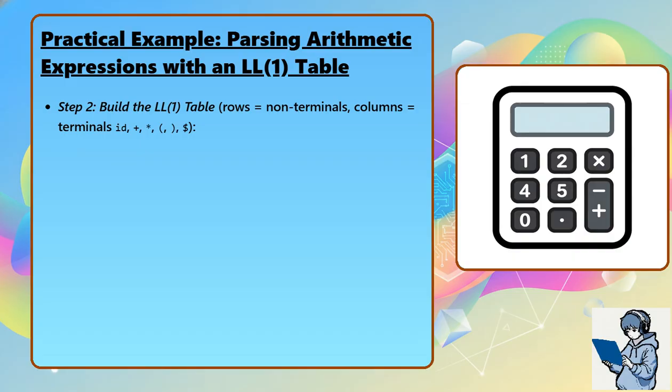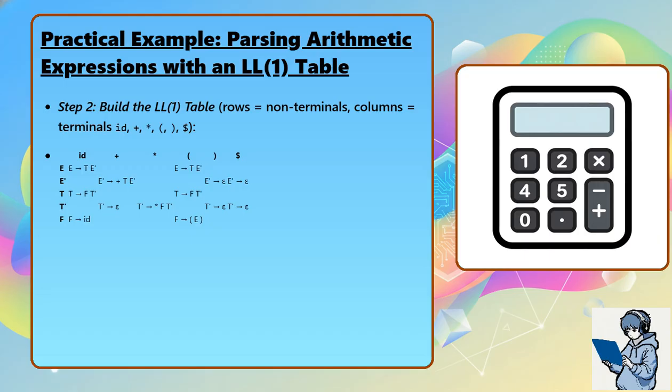Step 2. Build the LL1 table: rows non-terminals, columns terminals: id, plus, star, open parenthesis, close parenthesis, end of input. Table header: columns id, plus, star, open parenthesis, close parenthesis, $. Row E, under id entry E goes to T E prime, under open parenthesis entry E goes to T E prime. Row E prime, under plus entry E prime goes to plus T E prime, under close parenthesis entry E prime goes to epsilon, under dollar entry E prime goes to epsilon.